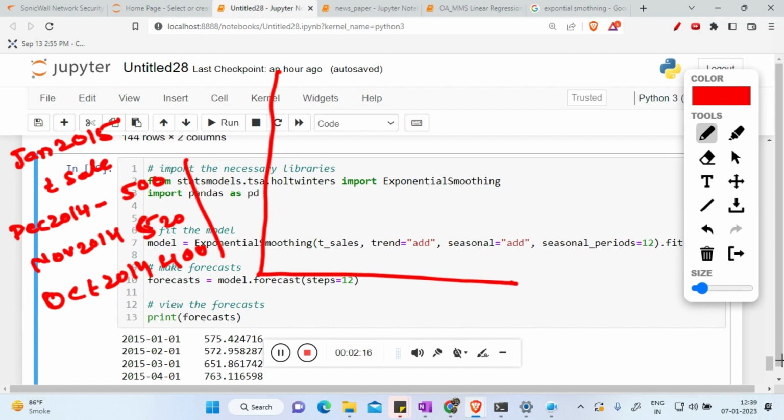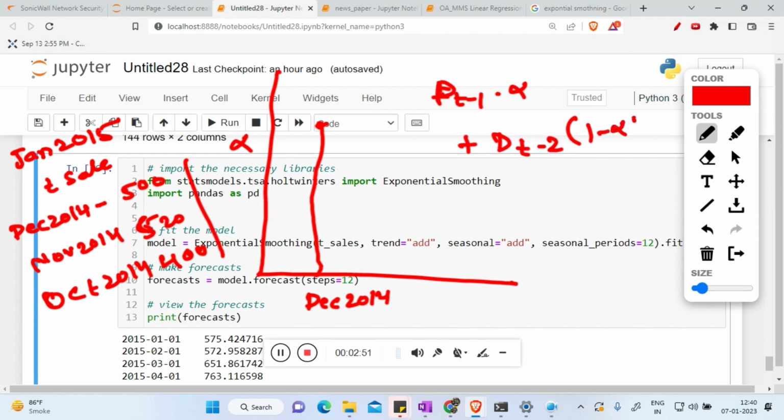Are you getting my point? So when I talk about exponential smoothing, more weightage is given to recent data. Alpha is nothing but the weightage. They give more weightage to December, the recent data of 2014, and that weight is nothing but alpha. And what you will write: F t equals D t minus 1 times alpha plus D t minus 2 times 1 minus alpha plus D t minus 3 times 1 minus alpha square, like that they try to predict.